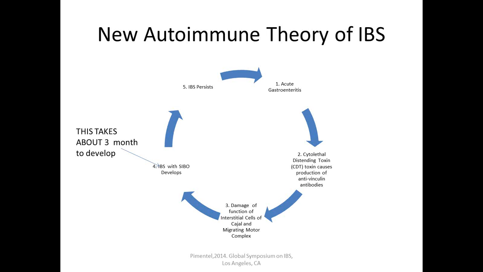I mentioned vinculin earlier, and supposedly these toxins lead to damage in the intestinal wall, which causes a production of anti-vinculin antibodies. So these antibodies form an attack on vinculin, which helps the interstitial cells of Cajal relay signals to regulate the migrating motor complex. So over this process, the gut motility and the migrating motor complex are damaged, and they're proposing that IBS with SIBO develops over that time and then persists.